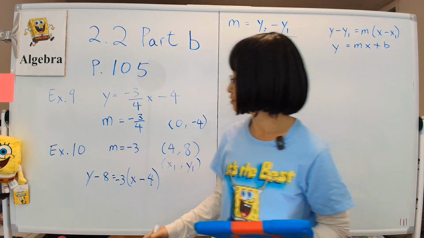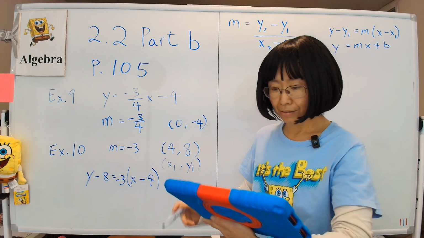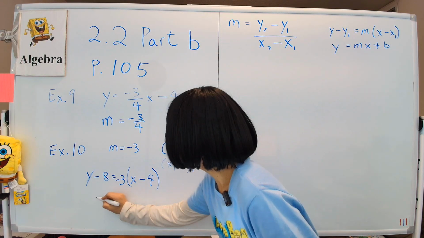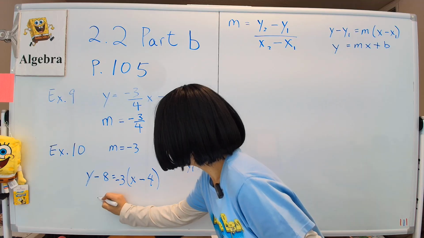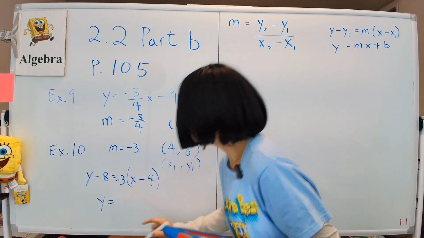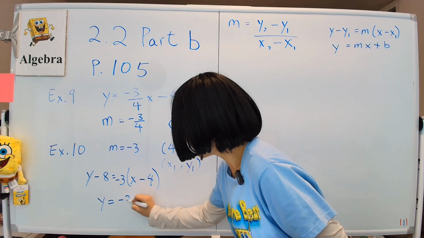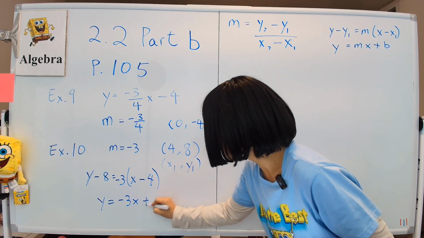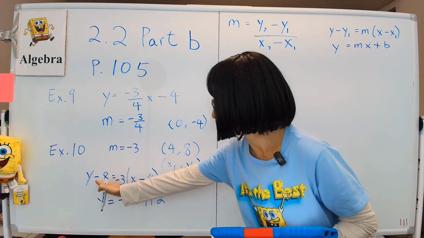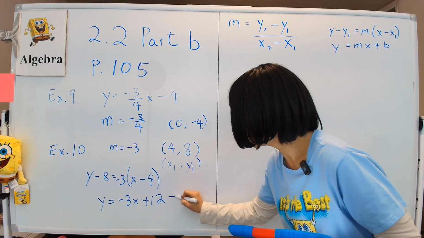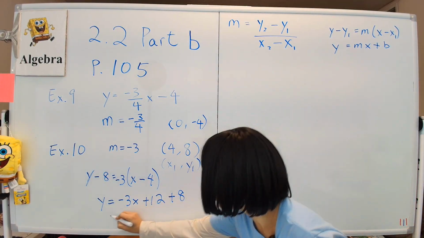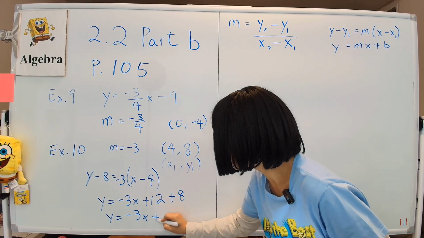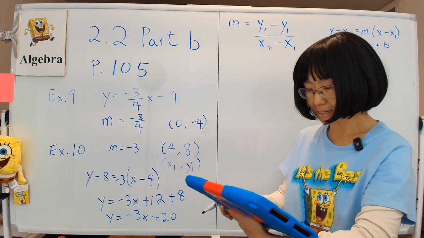Now, having written that equation, we will clean it up a little bit so that it looks more like the answer in the book. We'll keep y on one side, and so we have -3x. Multiply this stuff out. -3 times -4 is positive 12, and the -8 moved to the other side, change sign, becomes +8. So then the final answer is y equals -3x plus 20, if I'm not mistaken. Is that right? Yep, it is.